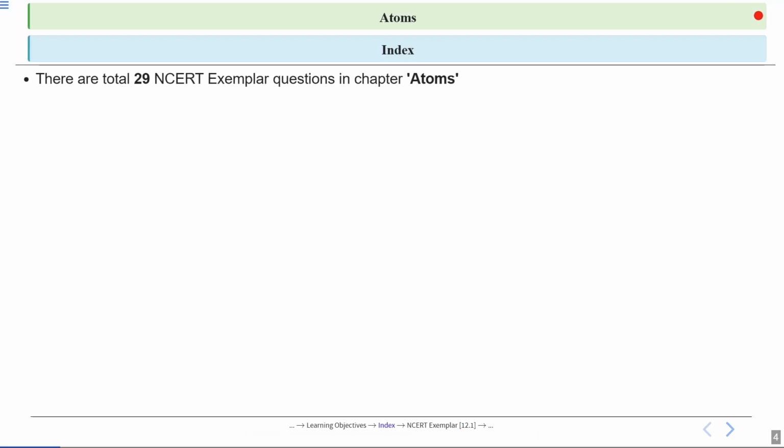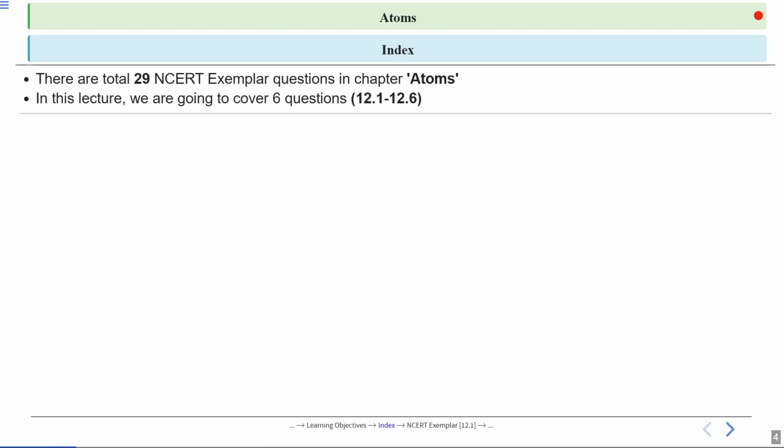Let's see the index of topics that we are going to discuss today. There are a total of 29 NCERT exemplar questions in chapter Atoms. And in this lecture, we are going to cover 6 specific questions numbered 12.1 to 12.6.